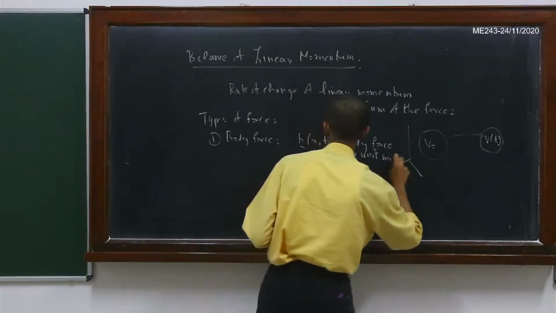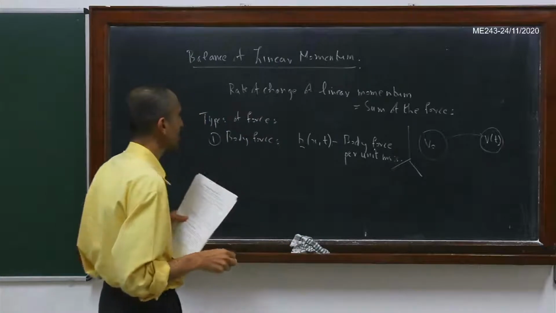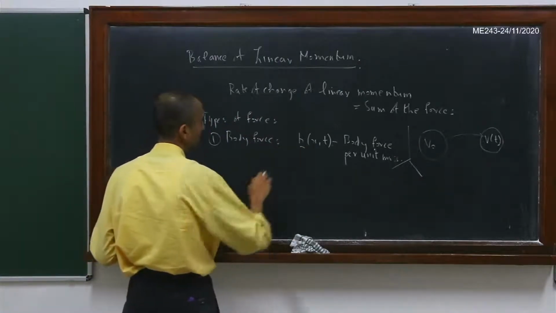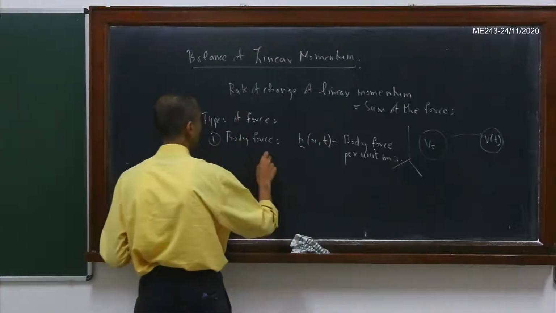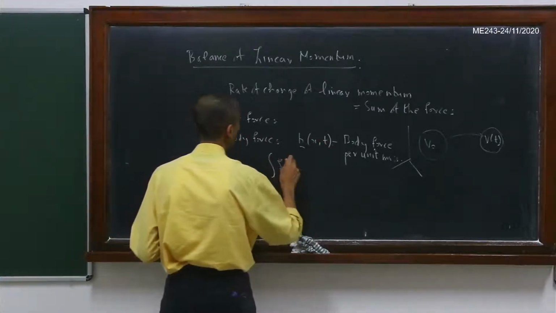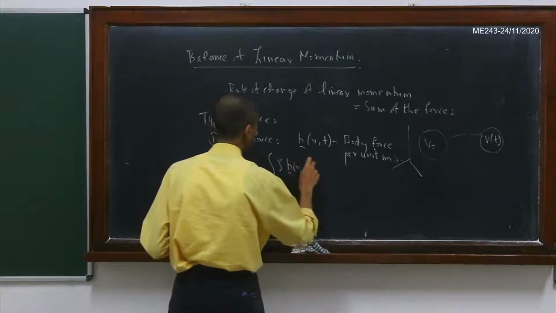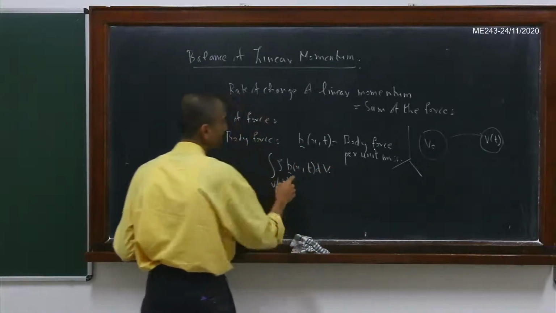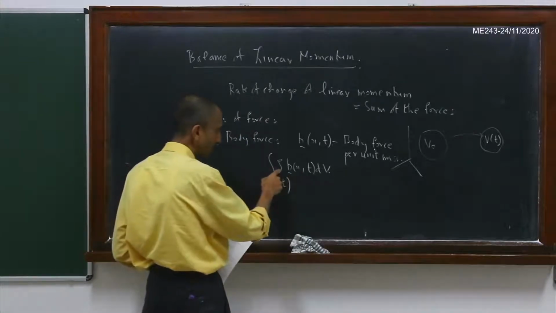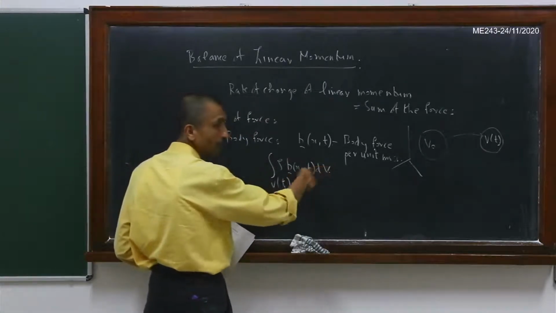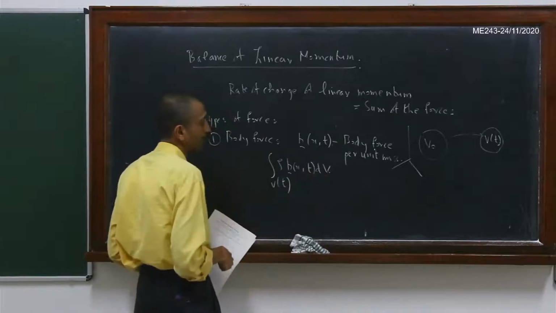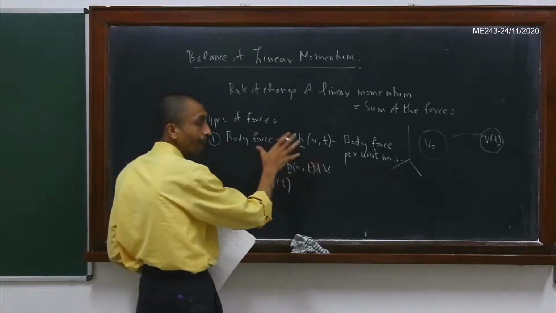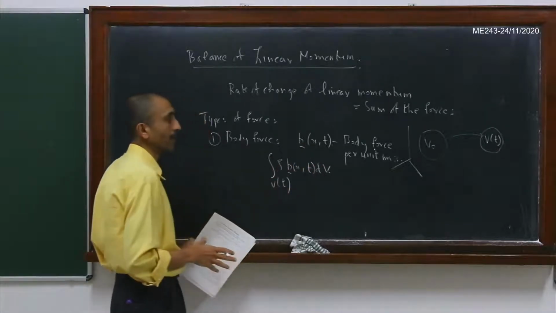And so the total body force due to this B of x comma t will be the integral of rho times B of x comma t times dv over V of t. This is body force per unit mass, and rho is mass per unit volume, times the volume. So when you integrate that over the entire material volume, this is the total body force acting on the material volume.